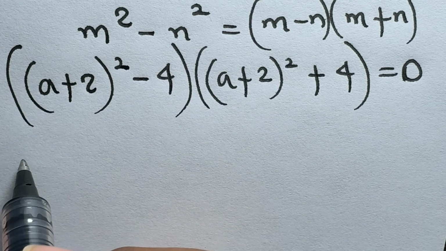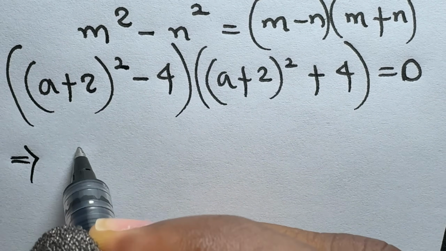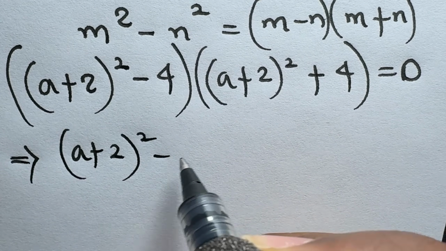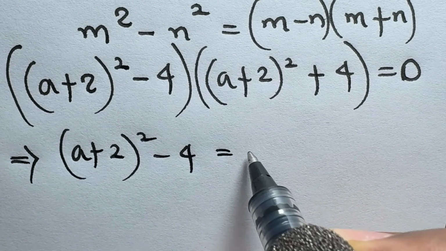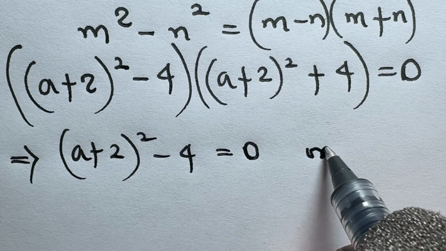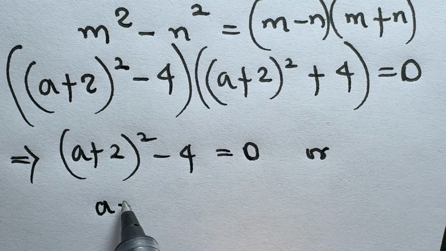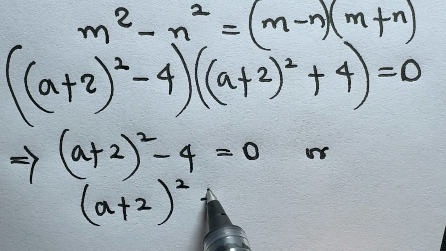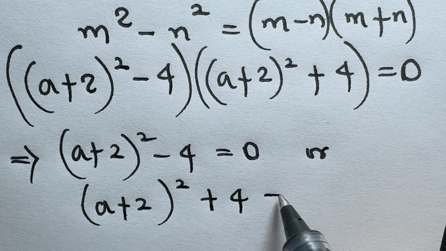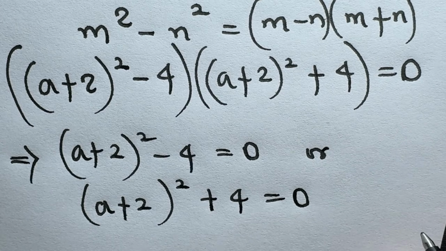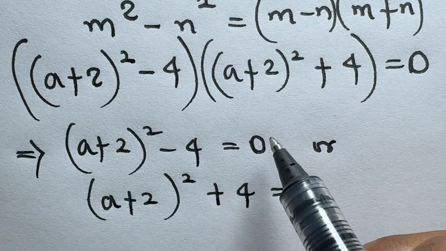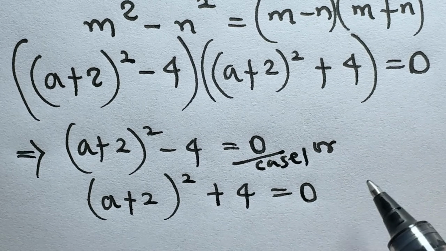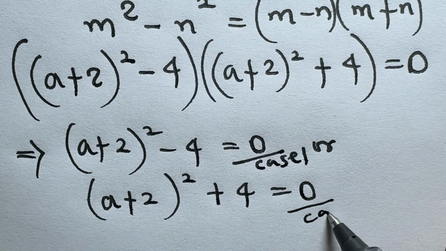This would then imply (a + 2)^2 - 4 = 0, or (a + 2)^2 + 4 = 0. These are two different cases. Let's treat this as case 1 and this as case 2.